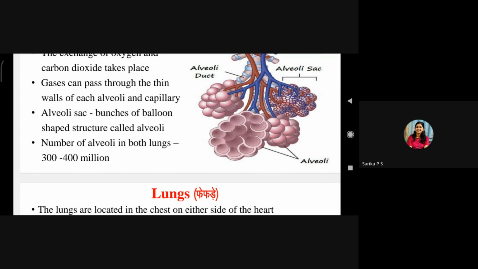The number of alveoli present in the lungs is almost 300 to 400 million. Okay, 300 to 400 million alveoli are present in the lungs.